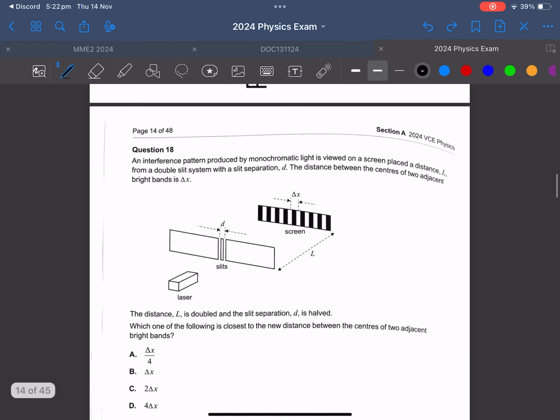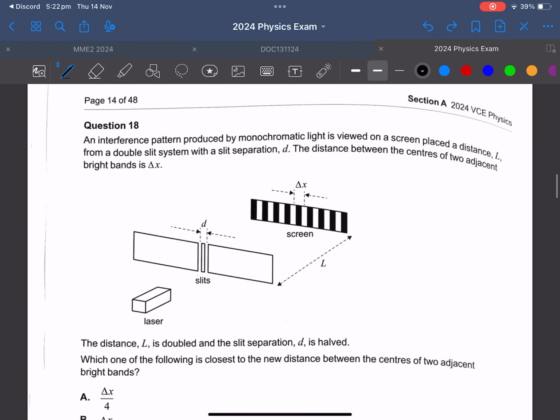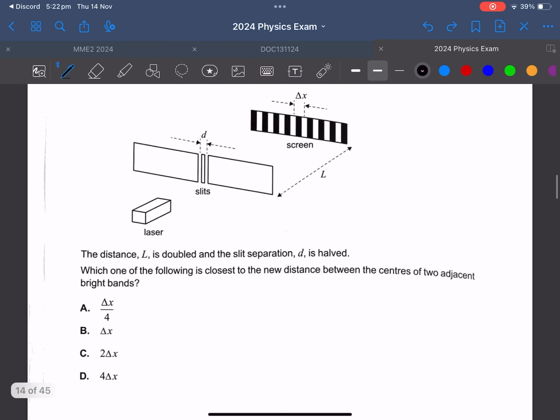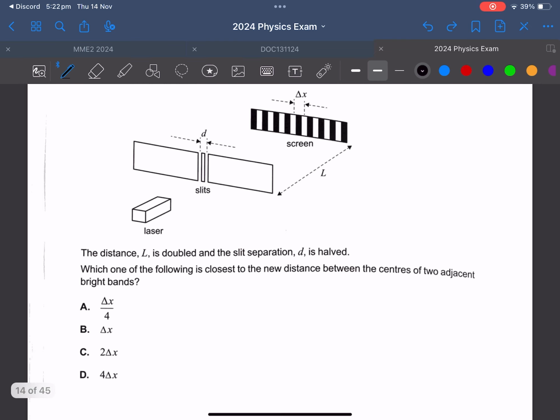Okay, question number 18. An interference pattern produced by monochromatic light is viewed on a screen placed at a distance L from a double slit system with slit separation D. The distance between the centers of 2 adjacent bright bands is delta X. And the distance L is doubled and the slit separation D is halved. Which one of the following is closest to the new distance between the centers of the 2 adjacent bright bands?